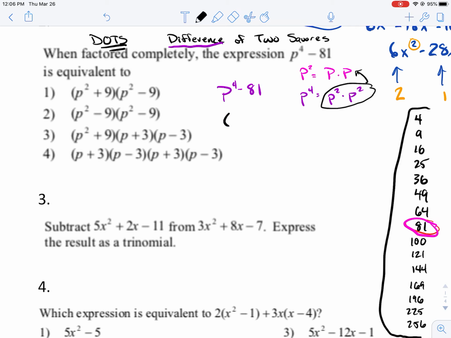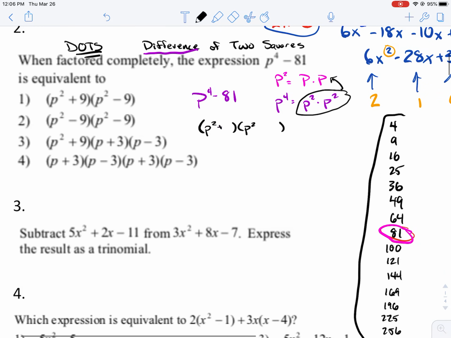Okay, so we do the same process. So we split these up, okay, because don't forget, 4 divided by 2 is 2, which means we put a p squared on either side. Okay, hopefully that doesn't confuse you too much. You put your plus and minus in between. Right, and then what's the square root of 81? It's just 9 and 9 on either side. Okay, and we do see that answer to the left here. All right, so you're probably thinking, well, good, we're done.